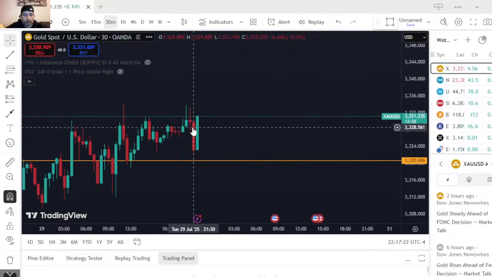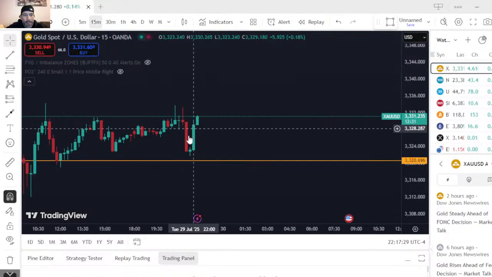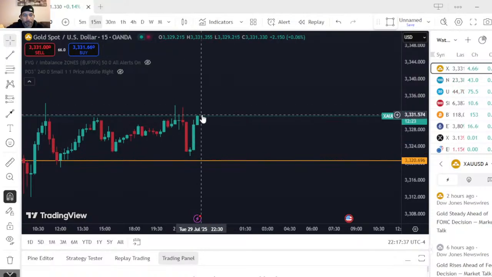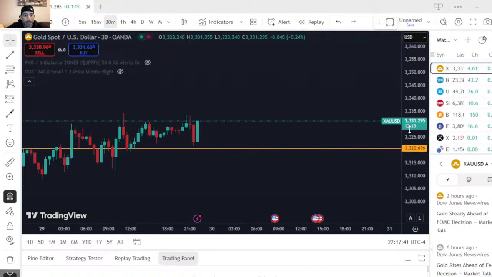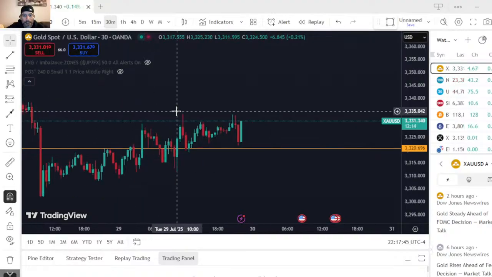Okay, we came up and made the 15-minute. See, 15-minute, no bottom wick here. We made a wick for it here, formed that support there and took off, but then no bottom wick, no bottom wick. This is very impulsive. I still think we're gonna come back down and make a move down here.